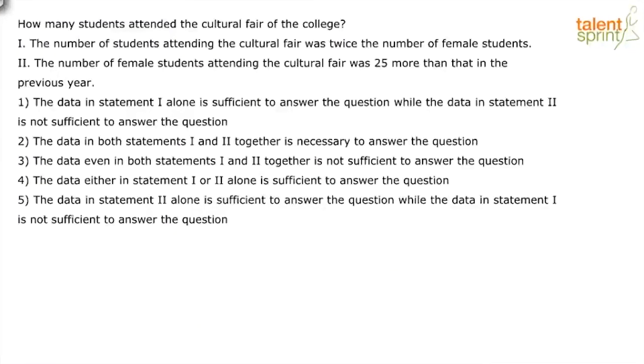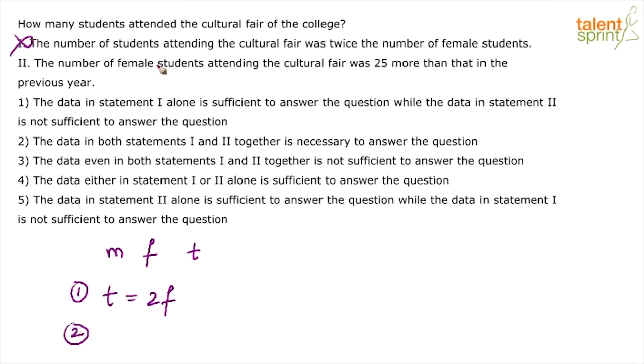How many students attended the cultural fair of the college? Statement 1. The number of students attending the cultural fair was twice the number of female students. So if you look at male and female, right, and total, the number of students attending the cultural fair was twice the number of female students. So according to statement 1, T is equal to 2F. But does that give us the answer? Total number of students is twice the female number of students. No, statement 1 doesn't give the answer.